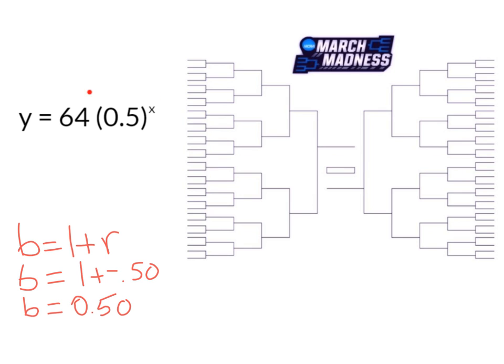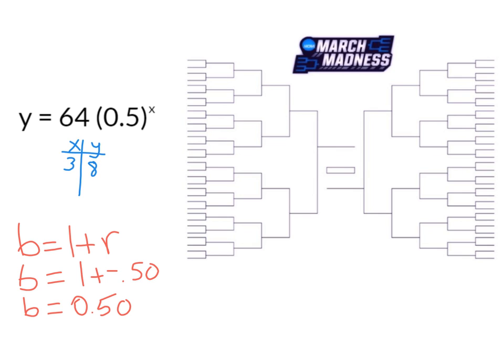So we can find out using this equation. Again, 64 is our original amount of teams. 50% of them get kicked out every round. We can find out how many teams are left after however many rounds. So let's say after 3 rounds. Let's just make ourselves a little t-chart here. If I put a 3 right here for x, I want to find out how many teams are left after 3 rounds. Well, we need to take 0.5 and raise it to the third, which is 0.125. And then we need to multiply that answer by 64. And that answer is 8.